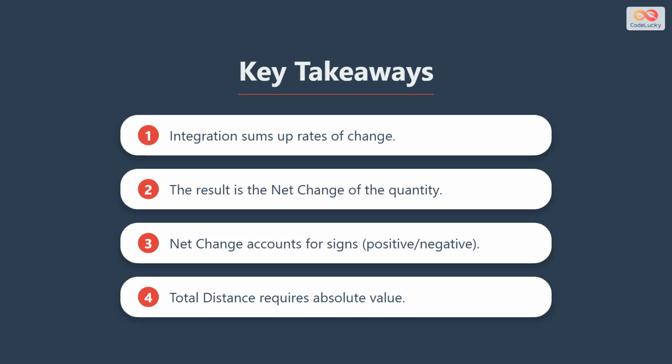To summarize, remember these key points. 1. Integration sums up rates of change. 2. The result of this integral is the net change of the quantity. 3. Keep in mind that net change accounts for direction, so negative rates subtract from the total. And 4. Don't confuse this with total distance, which uses absolute values.